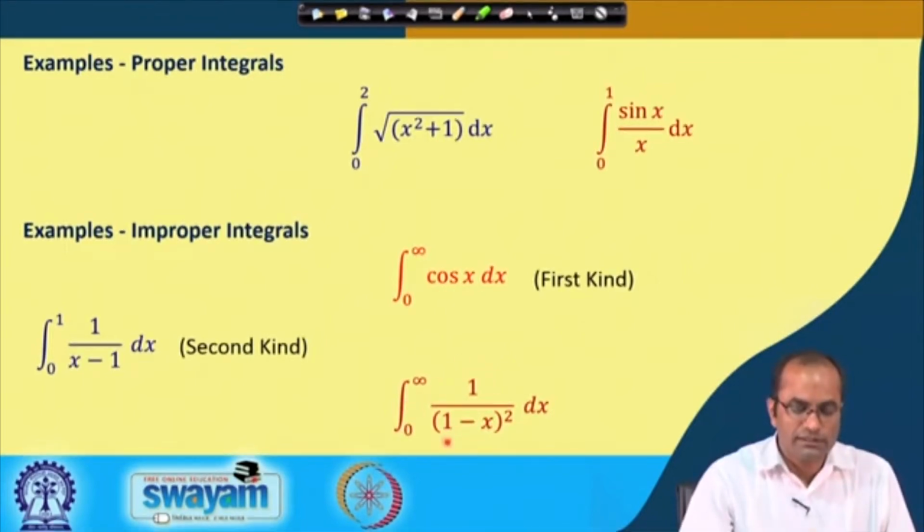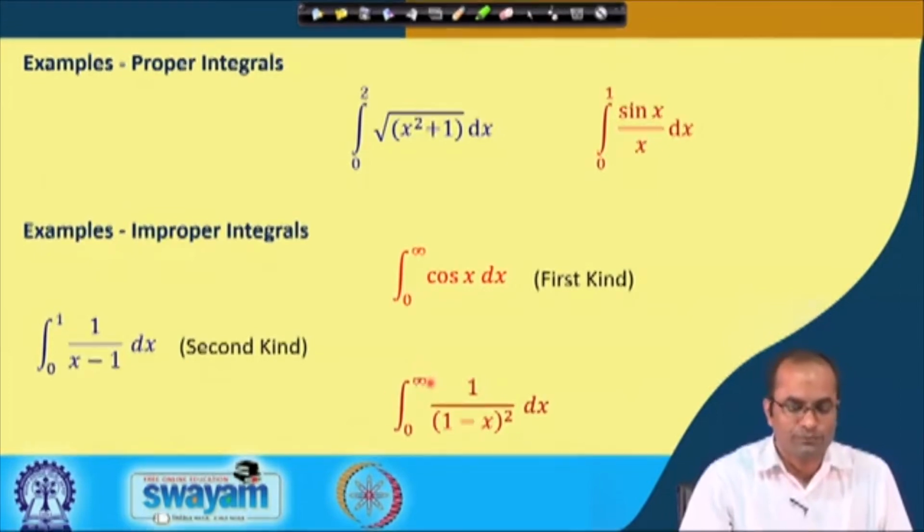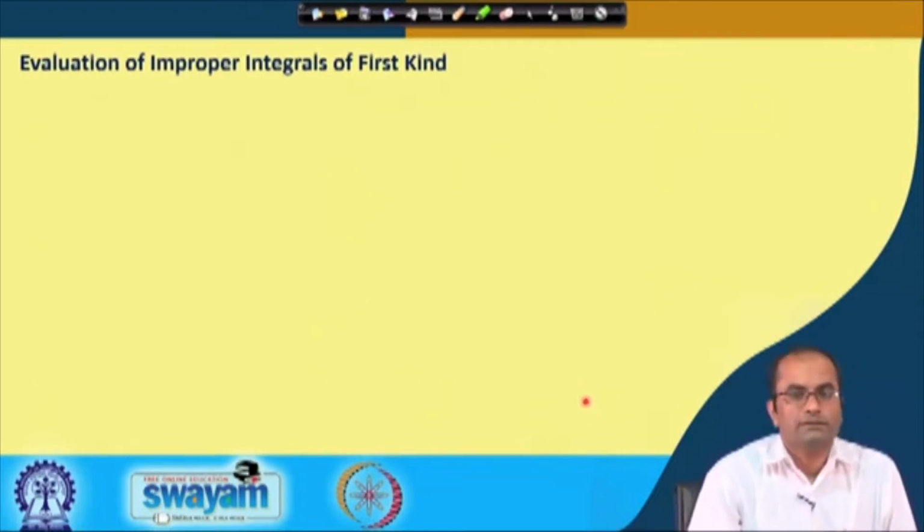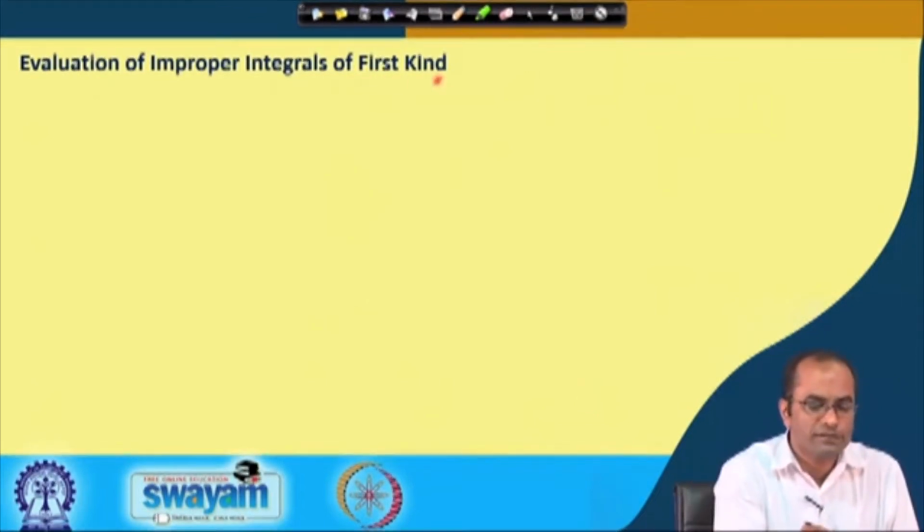So, in this case the integrand is also becoming infinity and the range is also not finite. So, this is the improper integral of third kind. So, how to evaluate such improper integrals? First we will discuss the first kind.